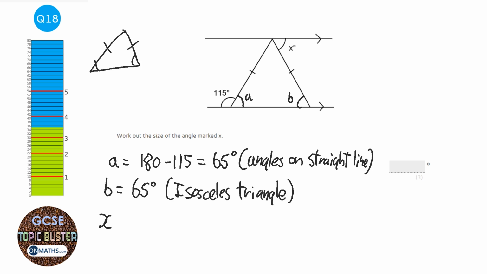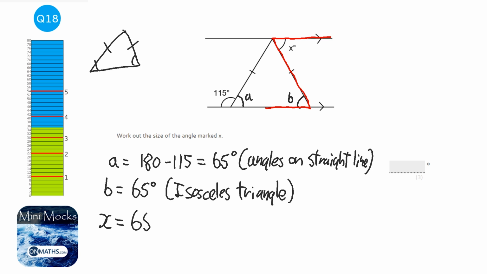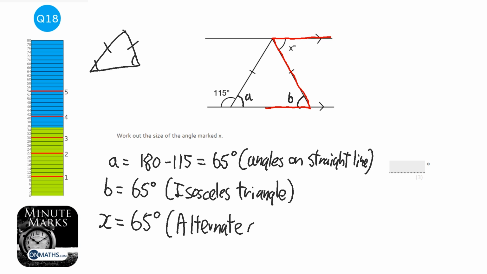Now I can go straight to X. Because these are parallel lines, X and B create a Z angle, and we need to figure out what the Z angle is called, but we're going to say X is 65, it's the same as B. Now corresponding is the F one, interior or co-interior or allied angles are the C ones, so the one we've got left is alternate. They're alternate angles, they're Z angles. So the answer I can write is 65 degrees.